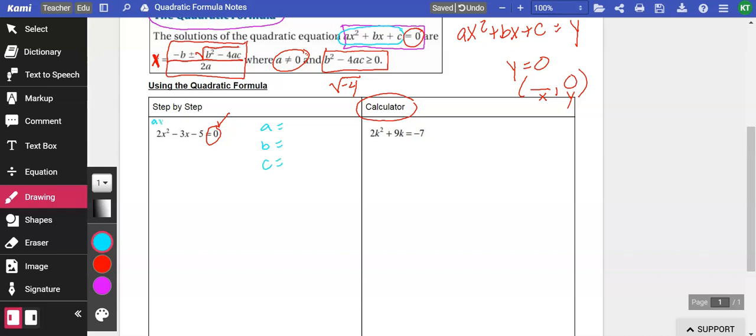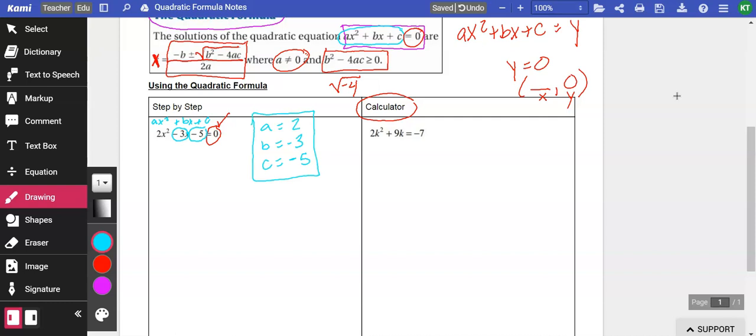So we have ax squared plus bx plus c. Our a is in front of the x squared, so it's 2. Our b is in front of the x, so make sure you take the sign with the number, and that's -3. Our c has no variable next to it, so it's -5.